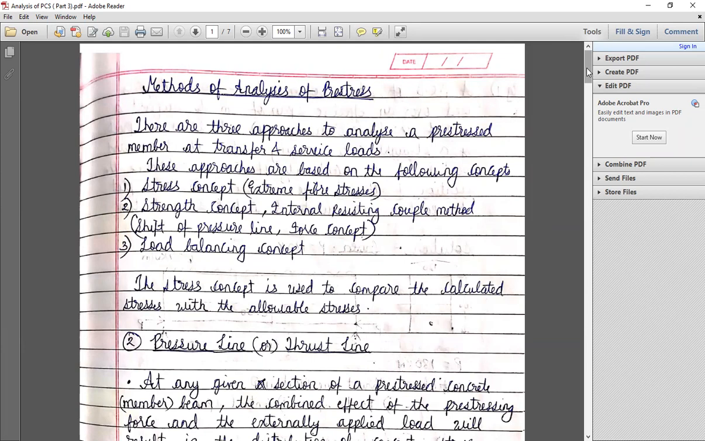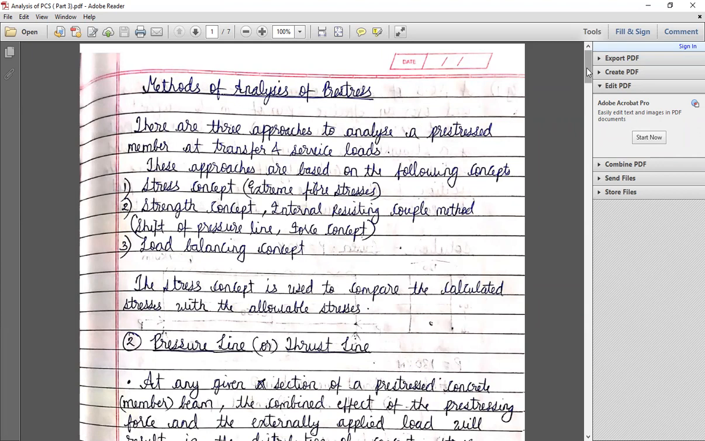So let us see. The first concept is the stress concept, or it is also known as the extreme fiber stresses. The second method is the strength concept. It is also known as the internal resisting couple method, or it is also called the pressure line method. Then the third method is the load balancing concept. Okay, so these are the three approaches to analyze a pre-stressed member at transfer and service loads.